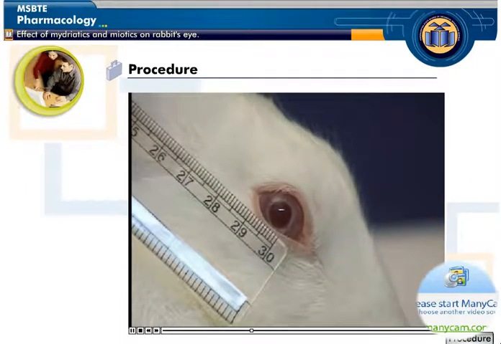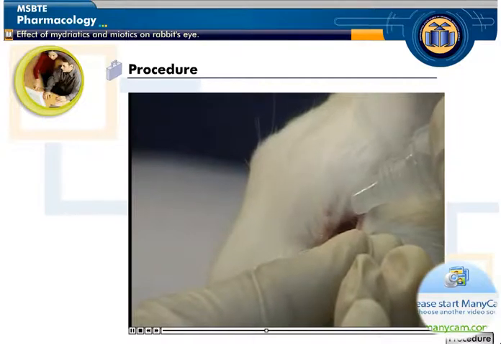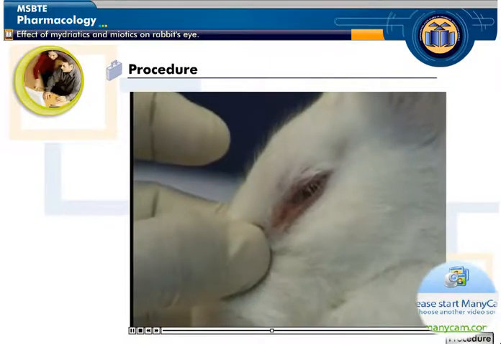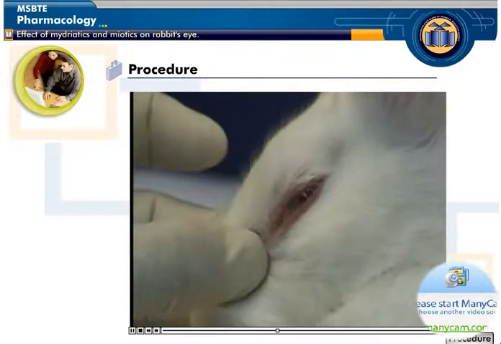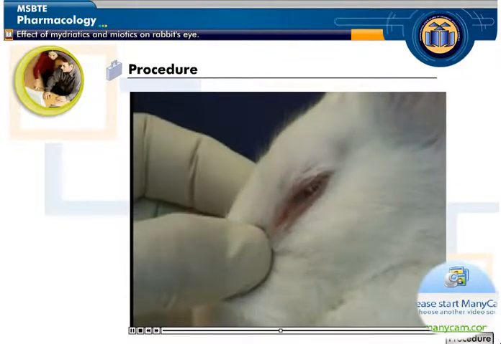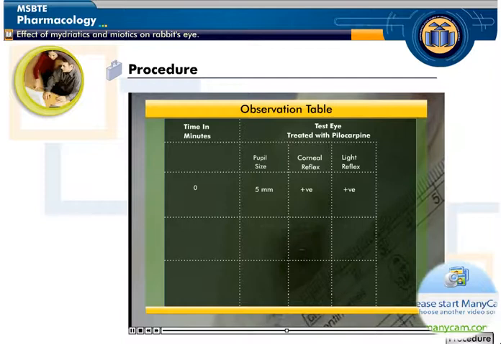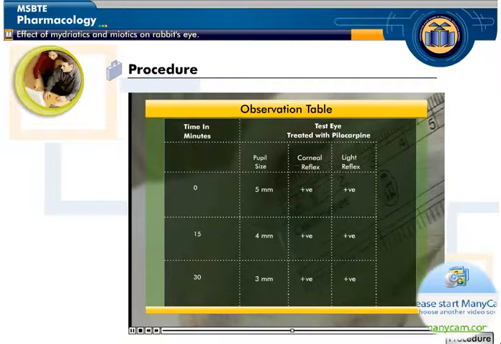Thereafter, treat the right eye of the rabbit as the control eye and the left eye as the test eye. Instill 2 to 3 drops of pilocarpine solution in the test eye of the rabbit. Apply slight pressure with a finger on the medial canthus to avoid nasolacrimal drainage of the drug. Measure the pupil size in both the eyes at an interval of 15 minutes up to 1 hour.